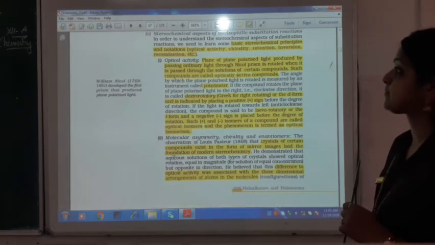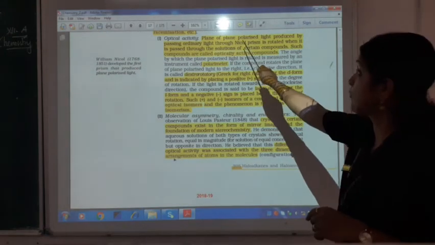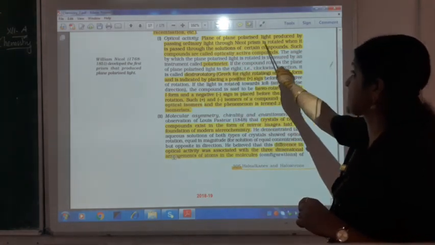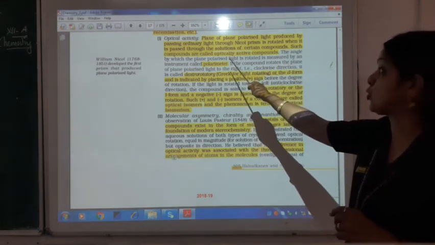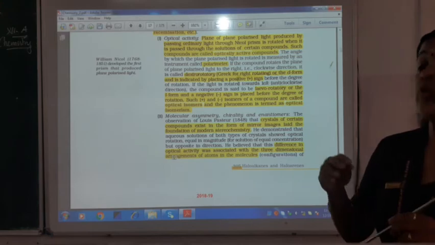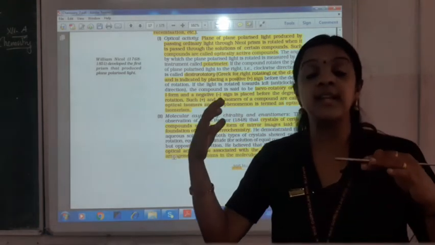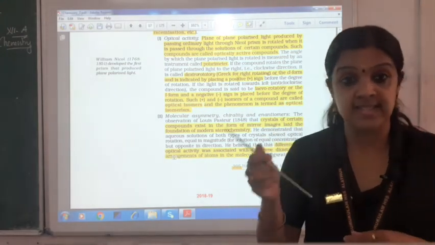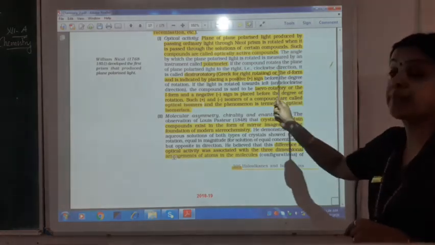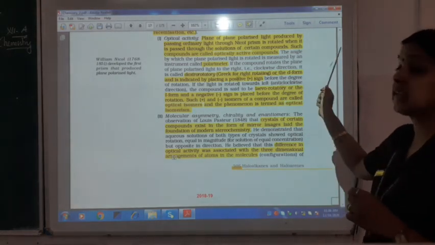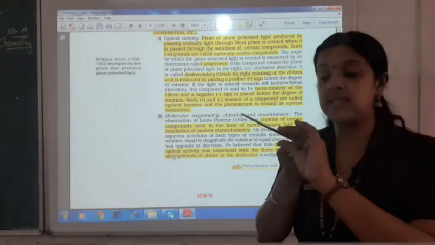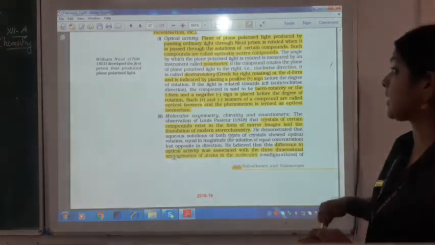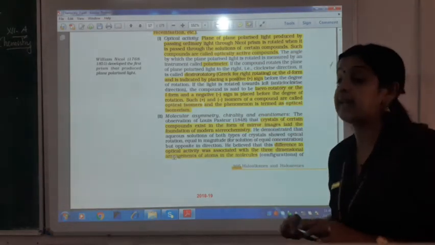Optical activity. Plane polarized light, produced by passing ordinary light through a nicol prism, is rotated when it is passed through solutions of certain compounds. When plane polarized light passes through a certain compound and the compound rotates it, such compounds are called optically active compounds. The angle through which it is rotated is measured using an instrument called a polarimeter.